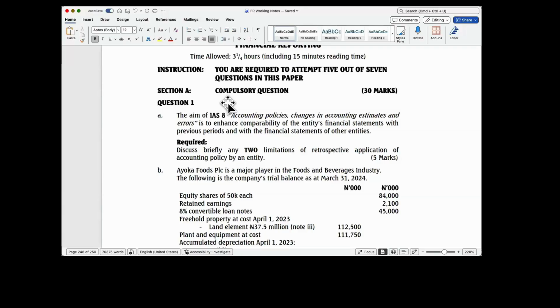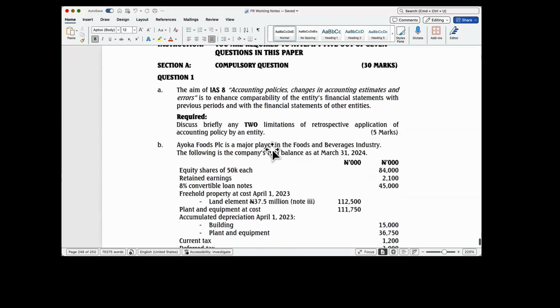Then explain a few things on them. A very brief explanation would earn you your 5 marks. That's IAS 8. So again, financial reporting is not just about workings. Yes, there are workings there, but knowing the principles pays. Now, having seen that, what this question wants us to do is to prepare some set of statements.